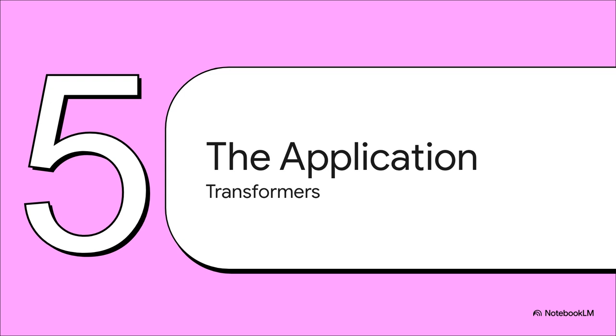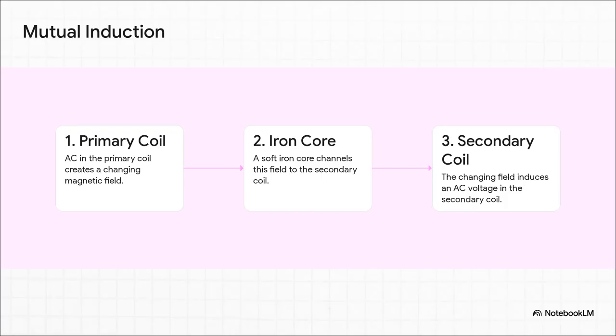Okay, let's pull back from the tiny components and look at the big picture. Let's talk about the absolute workhorse, the unsung hero that makes our entire modern electrical world possible. I'm talking about the transformer. The whole thing works because of a really elegant principle called mutual induction. First, you run AC through a primary coil of wire, which creates a constantly changing magnetic field. An iron core then guides that field over to a second coil. And because that magnetic field is always changing, it induces a brand new AC voltage in that second coil.